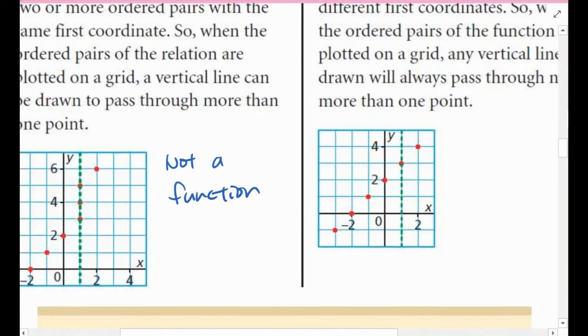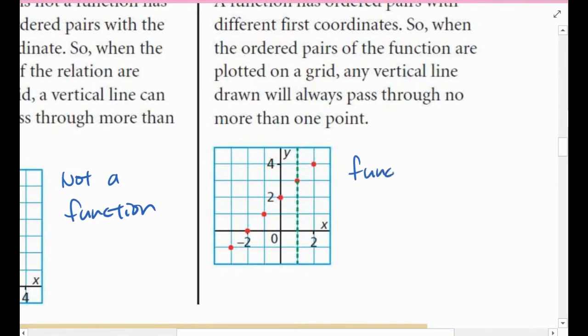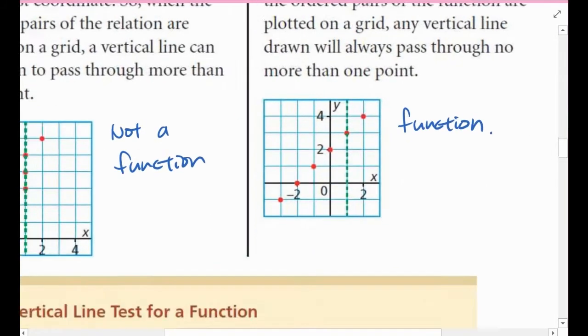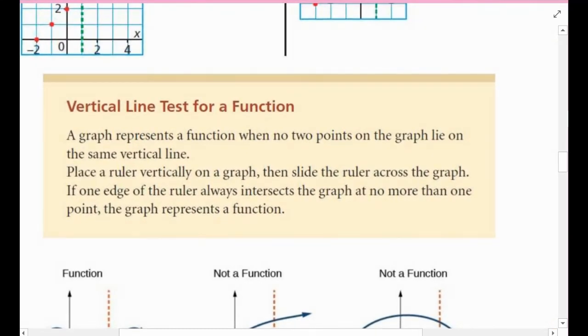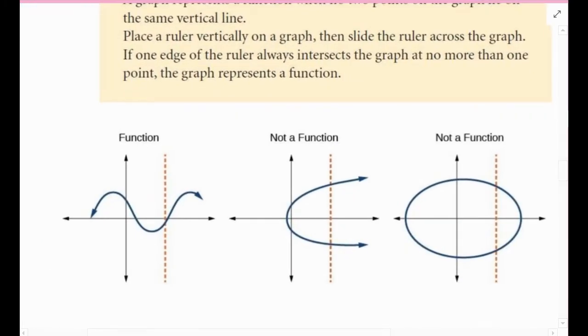And a function. Okay? And this is called the vertical line test. Vertical line test for a function. A graph represents a function when no 2 points on the graph lie on the same vertical line.